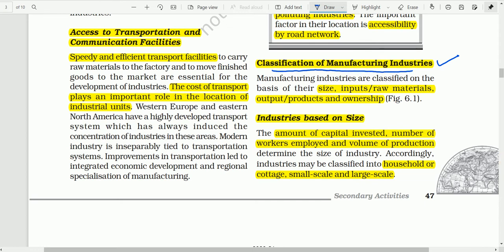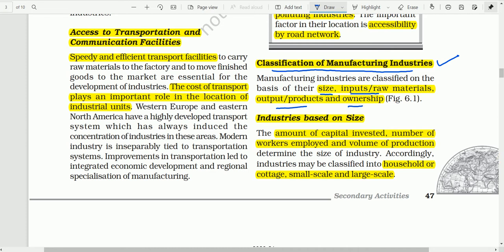So, let us start with this topic, classification of manufacturing industries. Yesterday, we discussed factors influencing industrial locations. And now let us learn about the different types of industries across the world. Generally, manufacturing industries are classified on the basis of size, input or raw materials, output or products, and ownership.